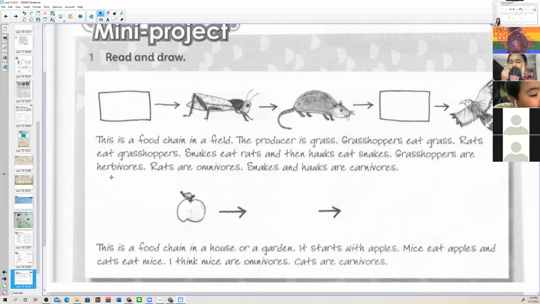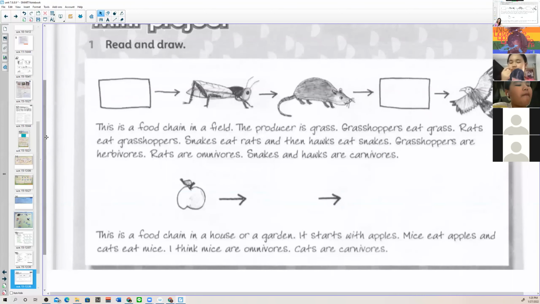Grasshoppers are herbivores. Rats are omnivores. Snakes and hawks are carnivores. So you just fill out the boxes. And then this one is a food chain that starts with apples. Mice eat apples and cats eat mice. I think mice are omnivores and cats are carnivores.